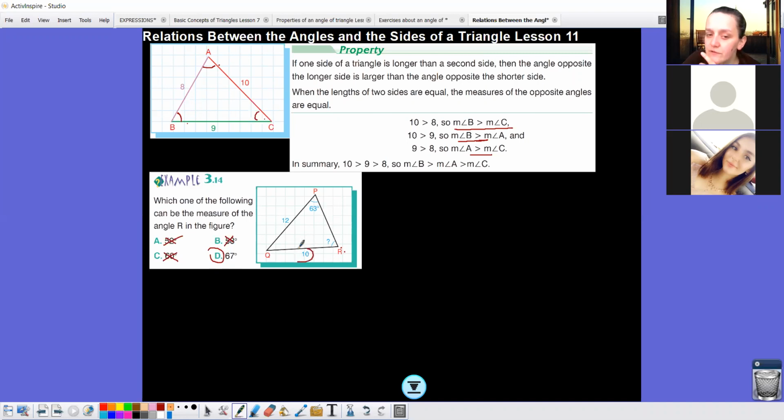Yes. Opposite of 10, it's 63. And here we have 12. So opposite of 12 will be greater than 63. And we'll check which one is greater than 63. 67 is greater than 63. So the measure of the angle R will be 67.